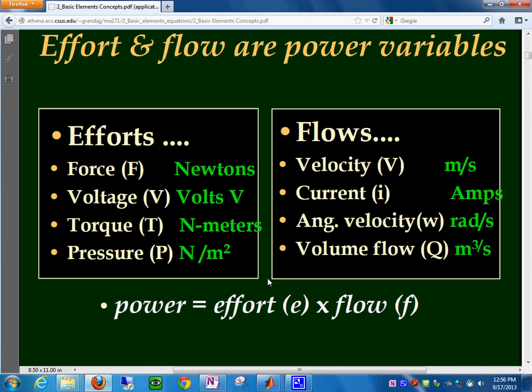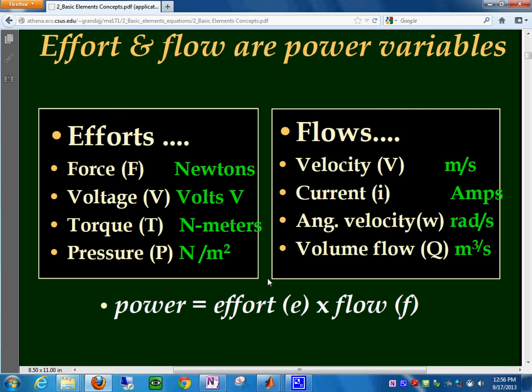And in here you have newtons and volts and meters, and pressure is Newton per meter squared, and on the other side the flows: velocity, current, angular velocity. I think the idea was that Professor Painter says there are two families of variables. One family of variables, we are going to call effort variables. The other family, we're going to call flow variables. But always the product of one effort variable and a flow variable in that domain will produce power.